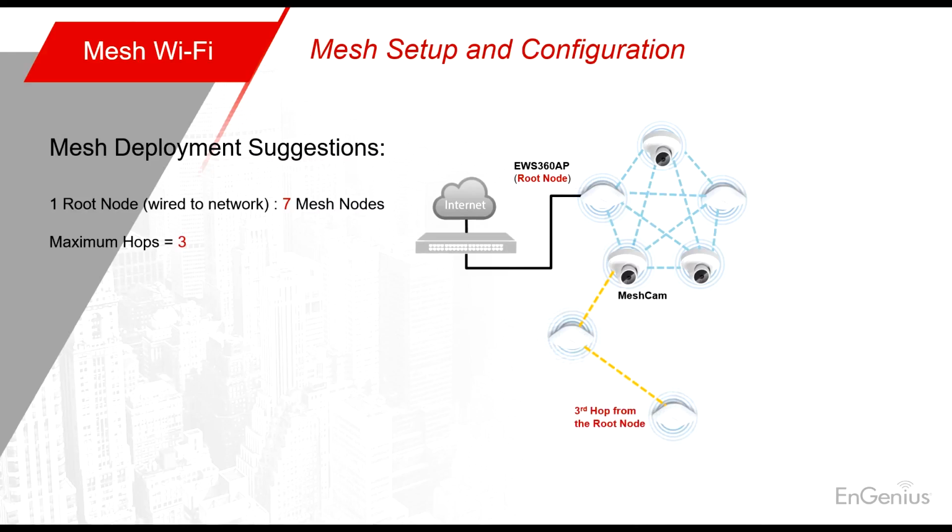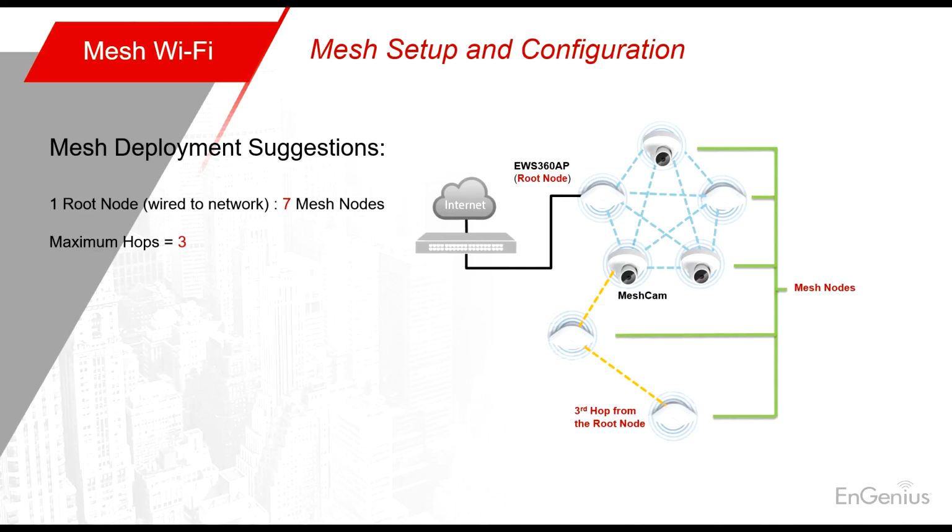The maximum number of hops that we recommend is 3. So if you're looking at a linear topology from the root node and then you have 3 hops, this is our recommended number of hops. Again, you can have more than that, but the bandwidth and throughput may be low and your latency can increase.